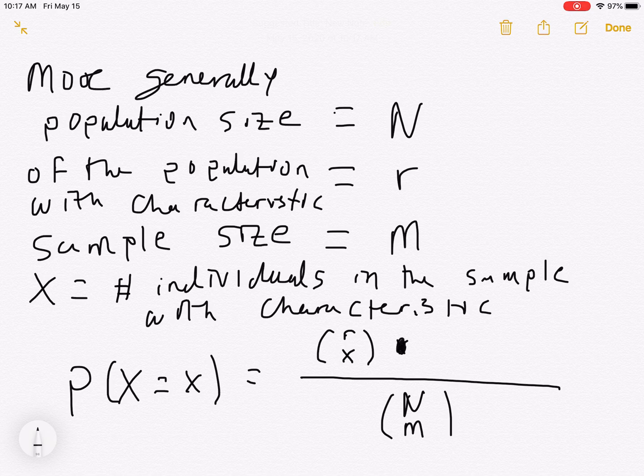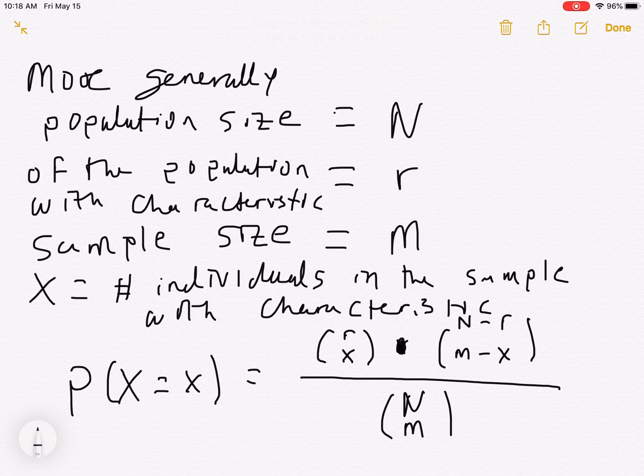So my sample is going to be of size M, and X of them are going to have the characteristic, so that means there's going to be M minus X of them in the sample without the characteristic. After all, my sample will consist of X with the characteristic and M minus X without the characteristic, so the total sample size will be M. And in the population, there are going to be N minus R of them without the characteristic.